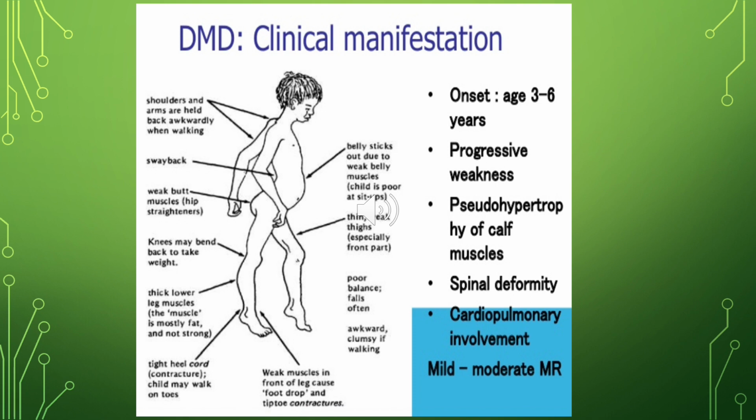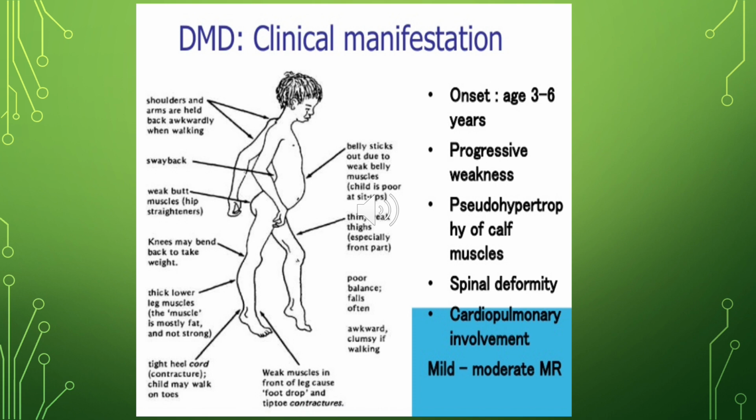Tight heel cords, so the child may walk on their tippy toes. The belly sticks out due to weak belly muscles, so the child is poor at sit-ups. You'll see thin quads, especially on the front part, right here in the thigh. Poor balance, so they may fall often. Awkward, clumsy walking. This is due to the weak muscles. They may also experience some foot drop and what they call tiptoe contractures.